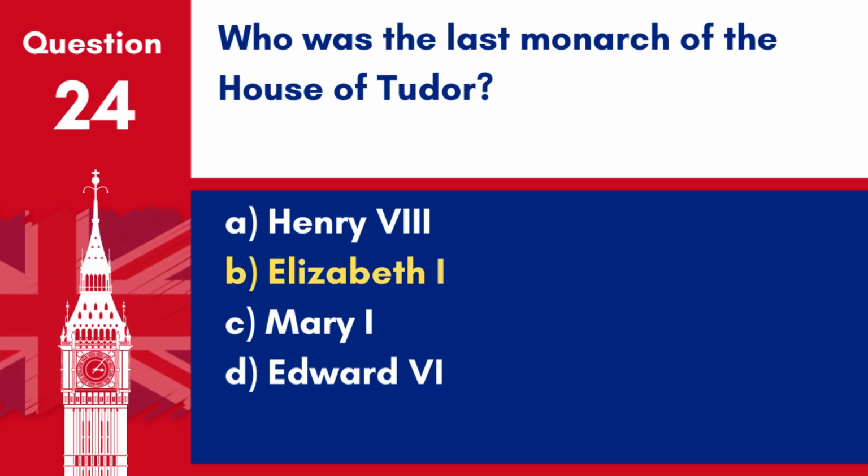Answer: B. Elizabeth I. Elizabeth I was the last monarch of the House of Tudor, reigning from 1558 until her death in 1603. Her death marked the end of the Tudor dynasty.